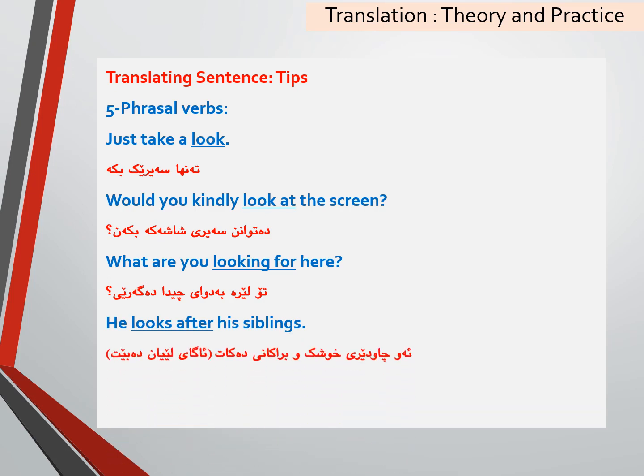He looks after his siblings. Looks after or look after means chowdhury daka.